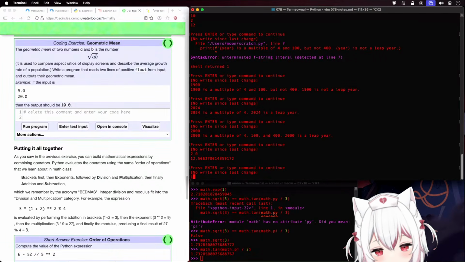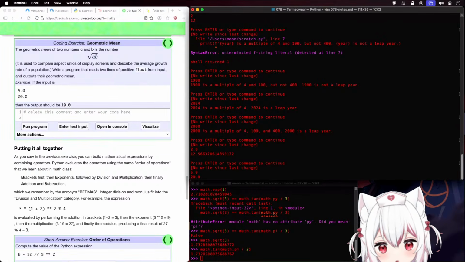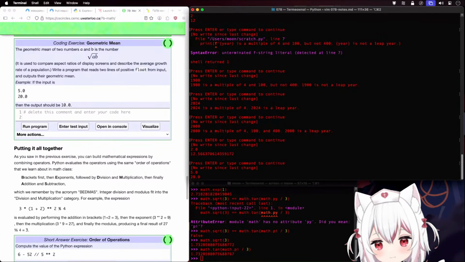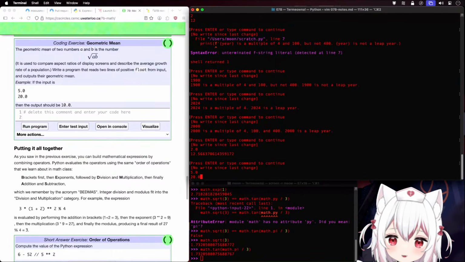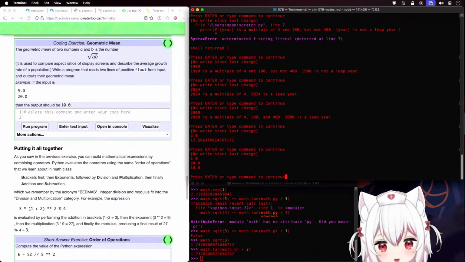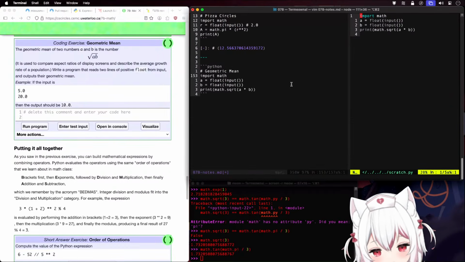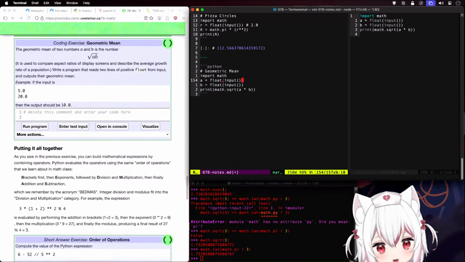So if it's 5.0 and 20.0, right? 5 times 20 is 100. And then the square root of 100 is 10. So we get 10. Nice, easy. It worked on the first try.